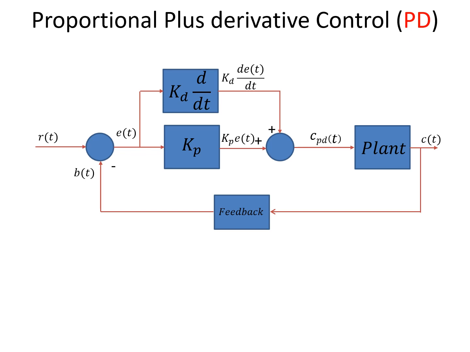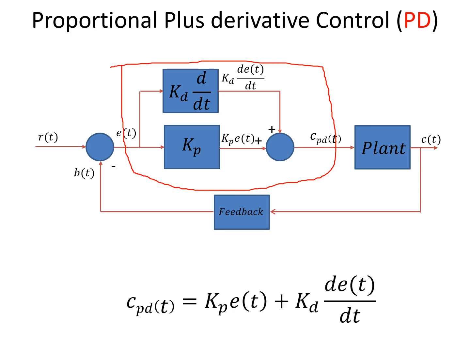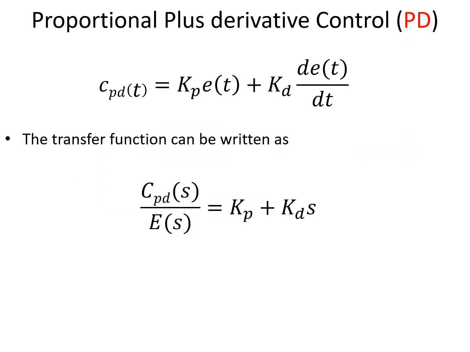Now coming to proportional plus derivative control, here we have a combination of Kp and Kd. Derivative plus proportional controlling action is taken together. For this particular system, C_PD of t is taken as Kp into E of t plus Kd into dE of t by dt. So this is the equation we have for proportional plus derivative control.